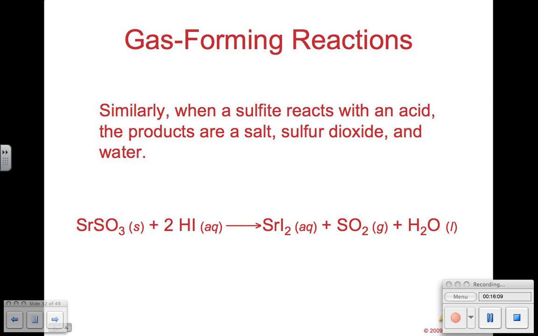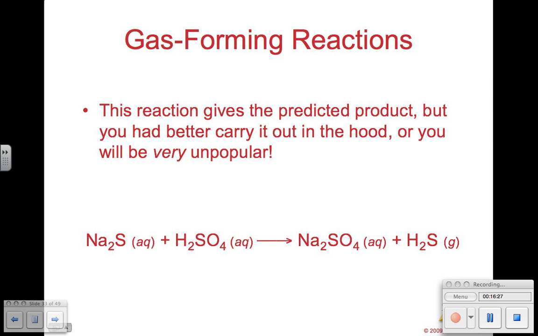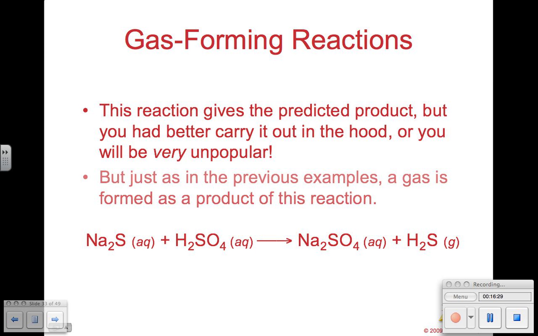And similarly, when you have a sulfite reacting with an acid, so that's SO3, not SO4, the products are a salt, sulfur dioxide, and water. So rather than carbon dioxide as with carbonates, this is sulfur dioxide and water. So very similar in that sense. This reaction gives the predicted product, but you had better carry it out in the hood, or you would be very unpopular. It's really smelly, kind of sulfur, terrible, like a stink bomb kind of smell.